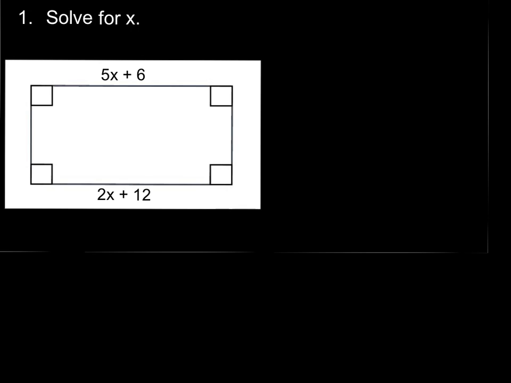Okay, go ahead and go to your notes section of your geobook. We have our first example here. In this example, we have to solve for x. We first have to figure out what property we're going to use to solve for x.